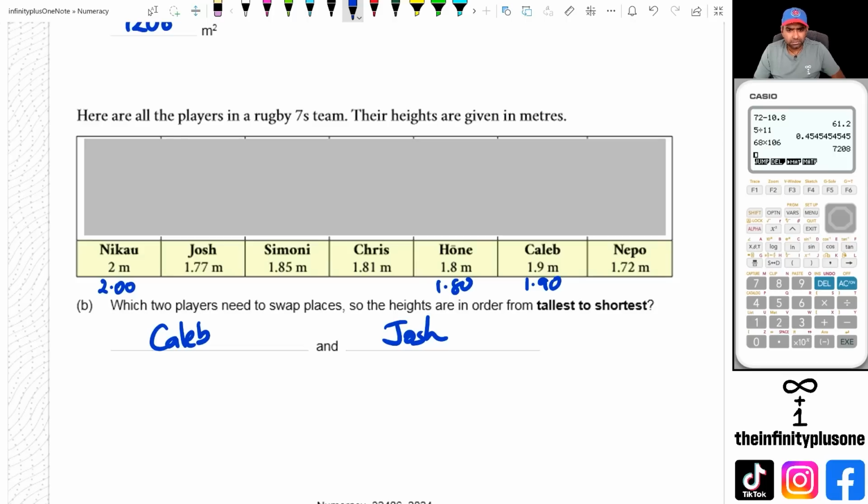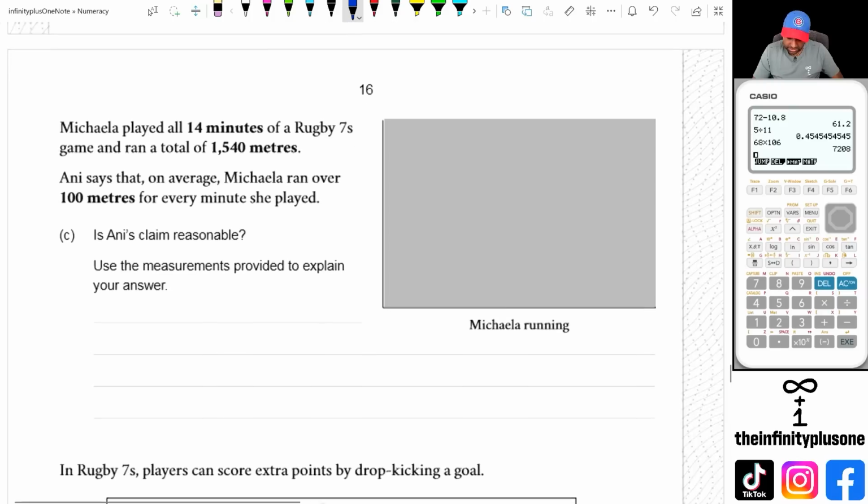Yeah, I think that would make sense. Caleb and Josh need to swap spaces. All right, next part of the question.